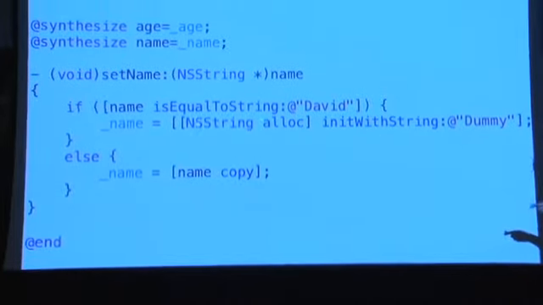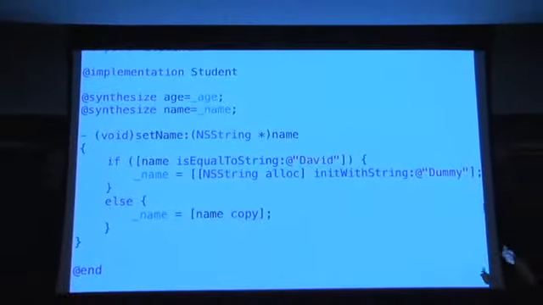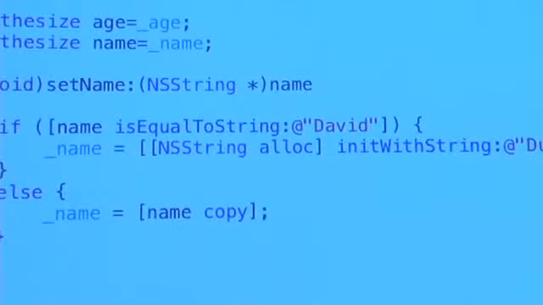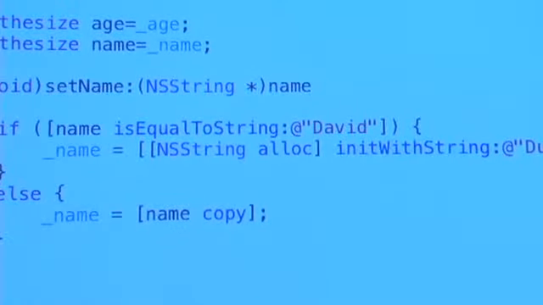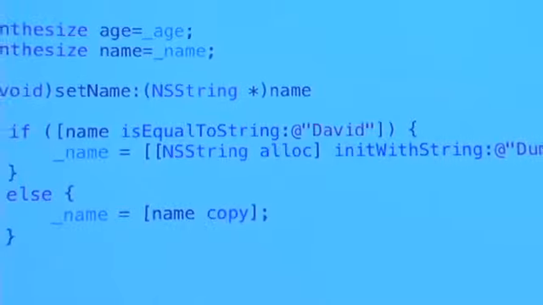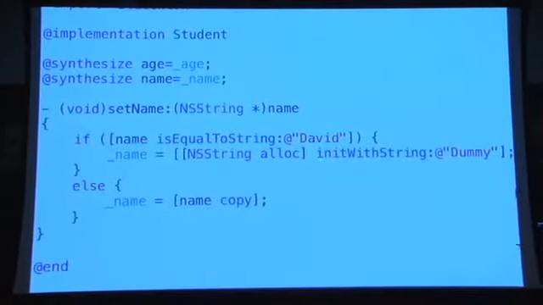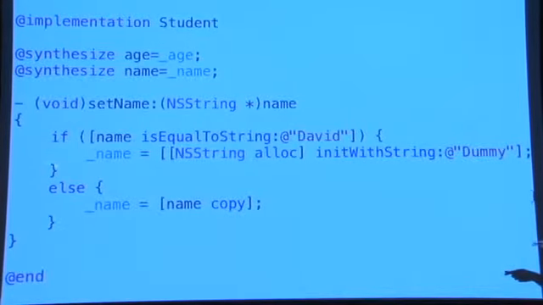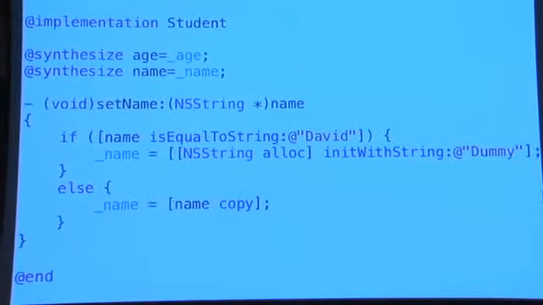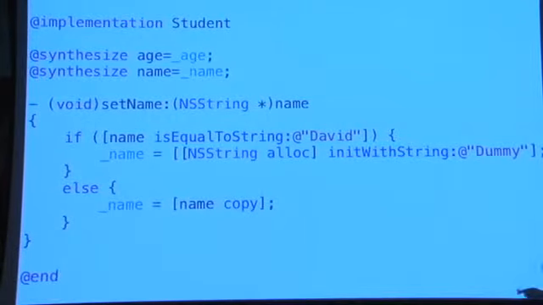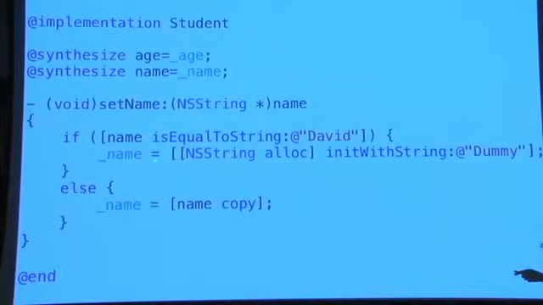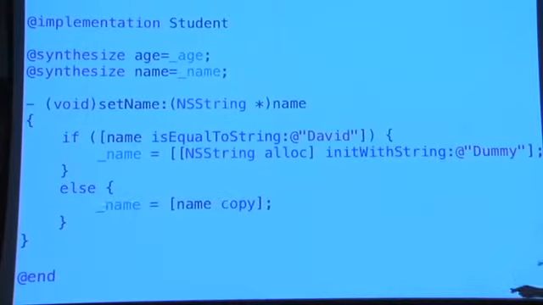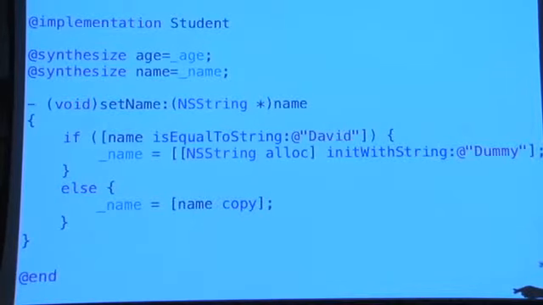What is this? Give me a new string. I don't know how big it is. The nice thing about Objective-C strings is that they're dynamically resized, which is good and bad performance-wise. Here's effectively the constructor call, the initialization, initWithString at dummy. So here too, this is why I need to know what the instance variable is actually called, even if it was automatically synthesized, if I want to control it in my setters or even my getters. Else go ahead and just make a true copy of it in the old-fashioned way.